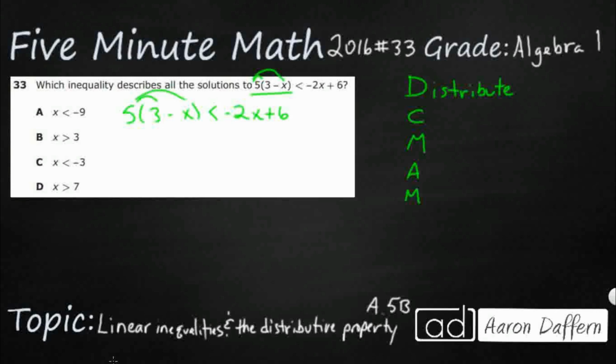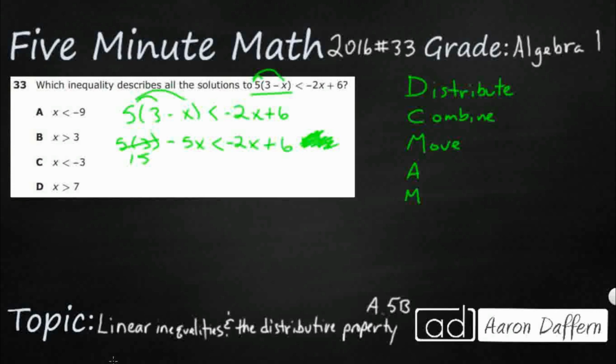Some mistakes are made. So it's going to be 5 times 3 minus 5x, minus 2x plus 6. And we need to simplify. That's 15. All right, and that's all the simplification we need to do. Now, if we see we have any like terms on the same side of the inequality, we need to combine. Like if we had a plus 9 over here, we would need to combine the 6 and the 9. Or if we had a plus 9x, we'd need to combine the negative 2x and the 9x. But we don't have any like terms on the same side of the inequality, so we'll just skip that step.